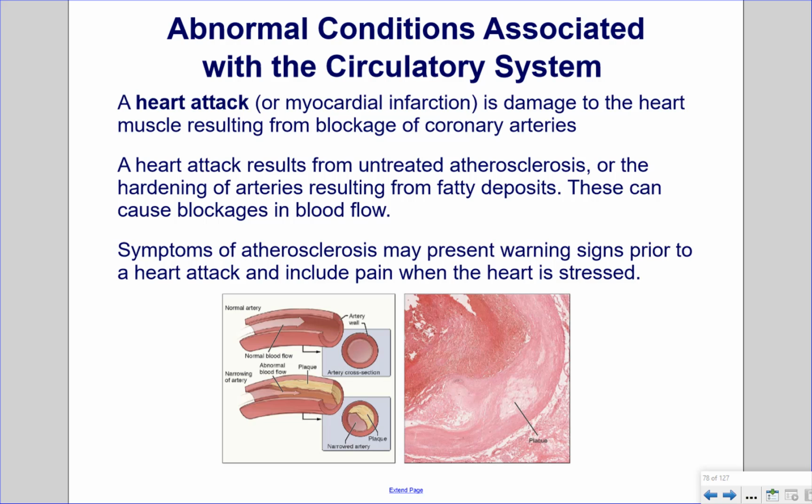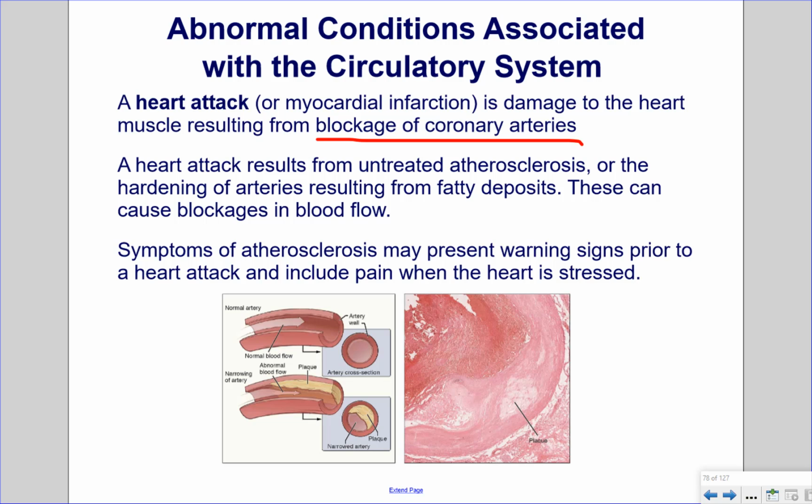A heart attack, or myocardial infarction, is damage to the heart muscle resulting from blockage of coronary arteries. Coronary arteries are what feed fresh oxygenated blood to the heart. A heart attack results from untreated atherosclerosis, or the hardening of arteries resulting from fatty deposits. These can cause blockages in blood flow. Symptoms of atherosclerosis may present warning signs prior to a heart attack and include pain when the heart is stressed.